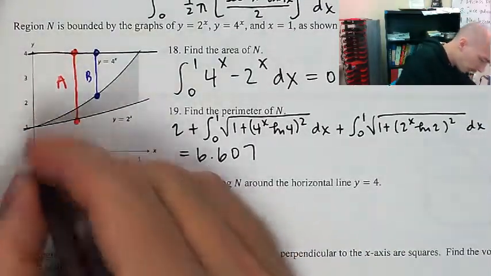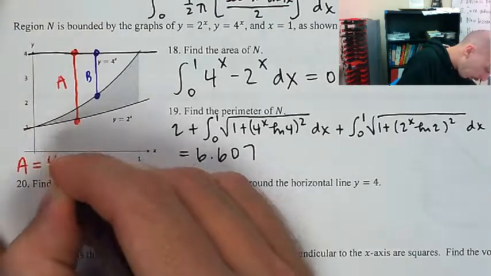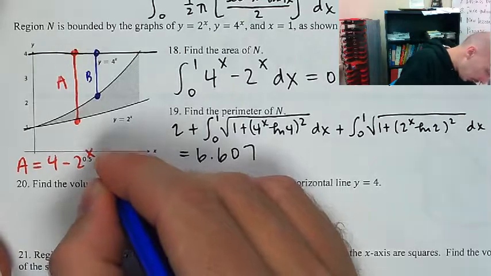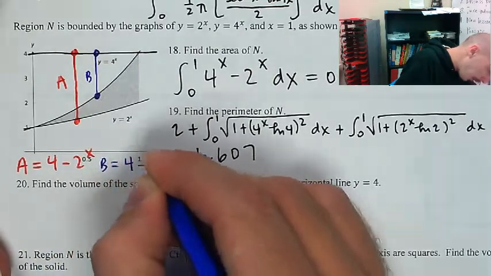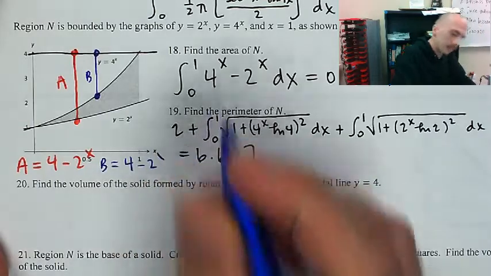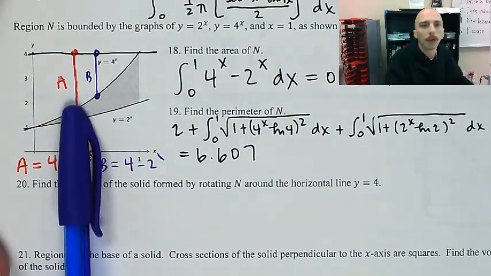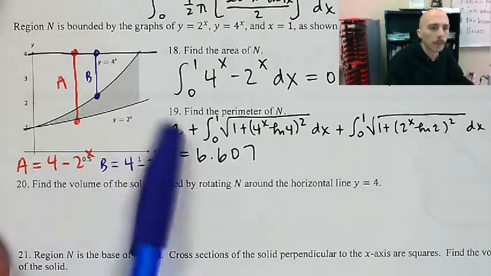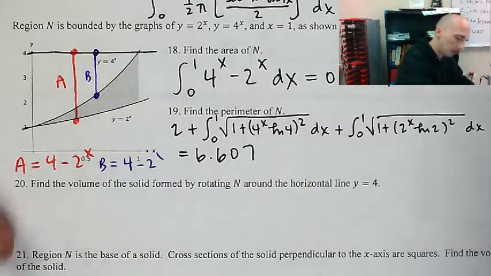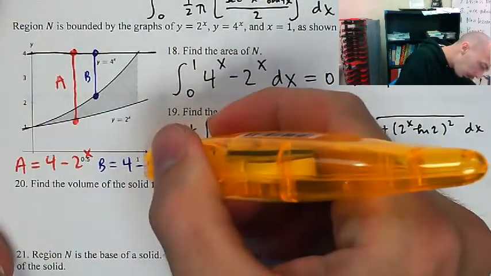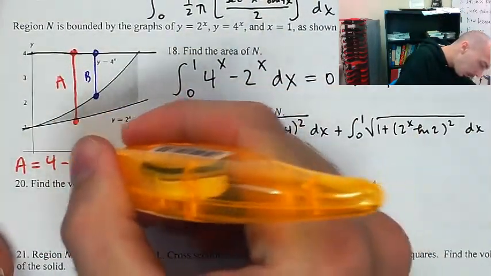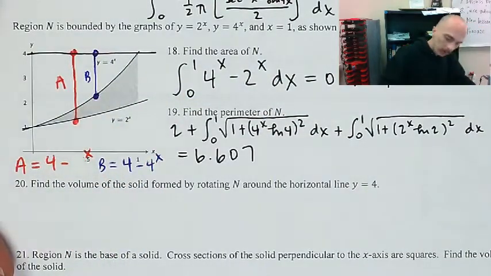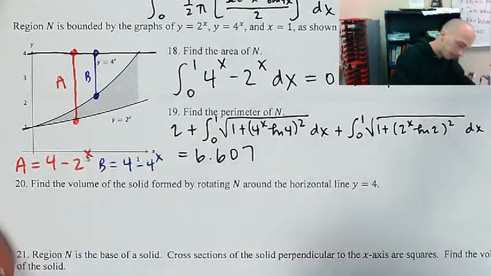A is top minus bottom. A equals y equals 4 minus y equals 2 to the x. And B is going to be y equals 4 minus y equals 2. No, I did that wrong. That is exactly why I like to draw the things. Okay, this is 4 to the x, so B is 4 minus 4 to the x. It is the exact reason why I draw those. So this would be 4 to the x, and A is going to be 4 minus 2 to the x.